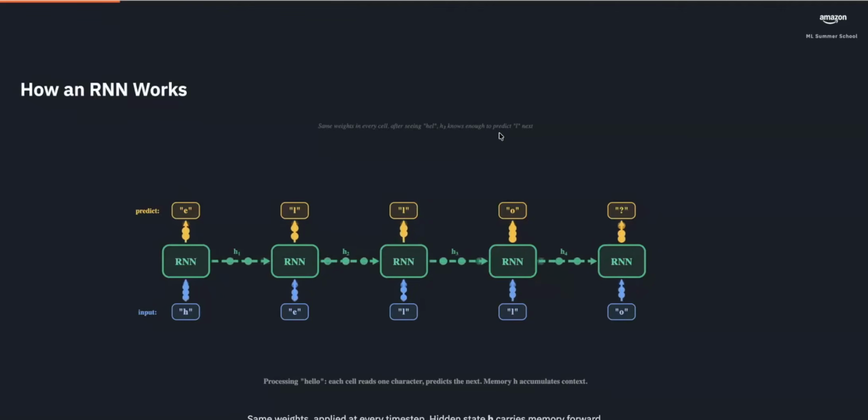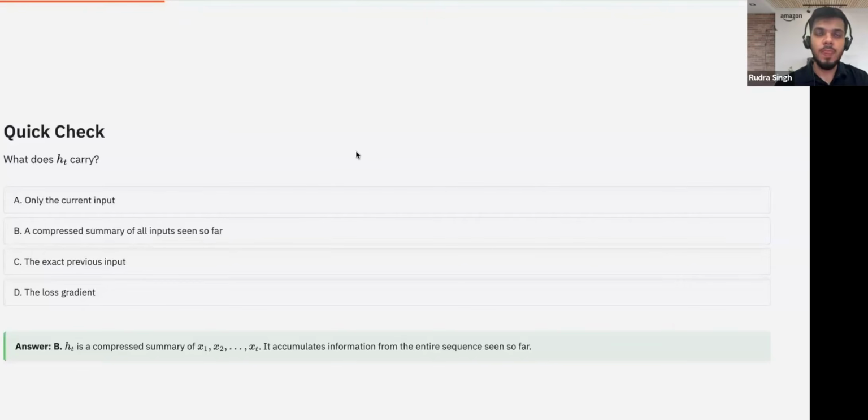So this solves all the three MLP problems from the last slide. For the variable length, you can just add in more cells. For order awareness, the hidden states accumulate information in order. And because of the same weights everywhere, parameter sharing is also achieved.